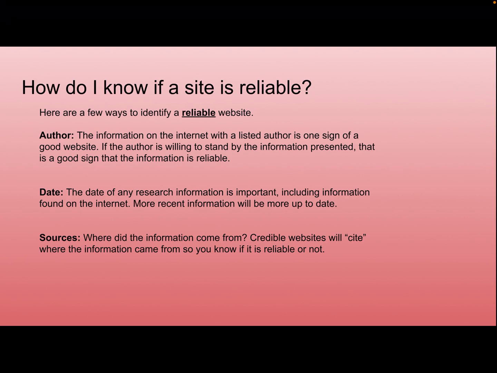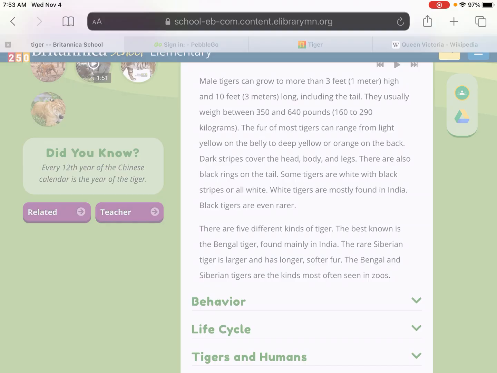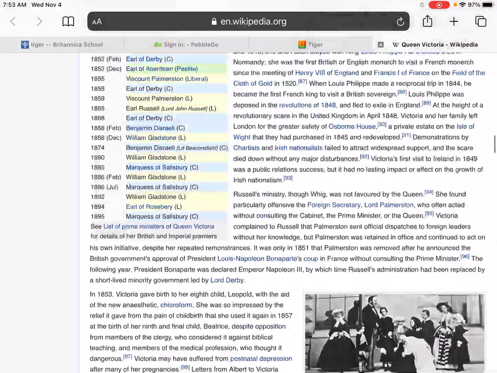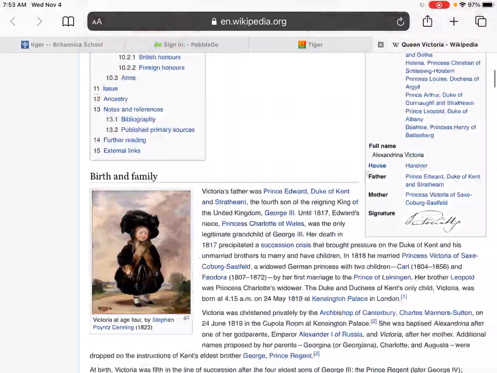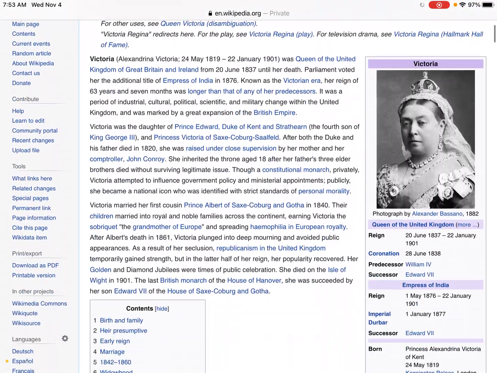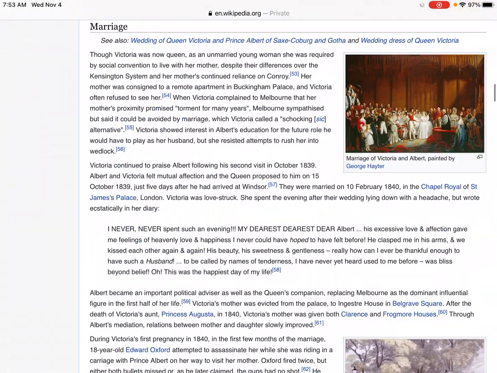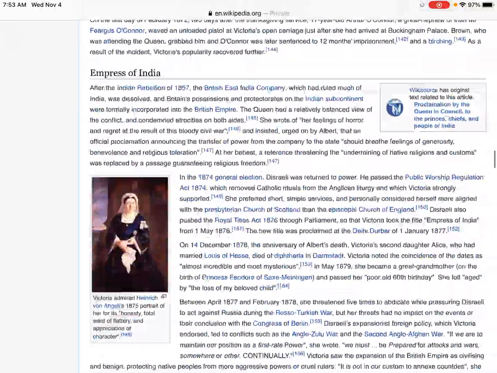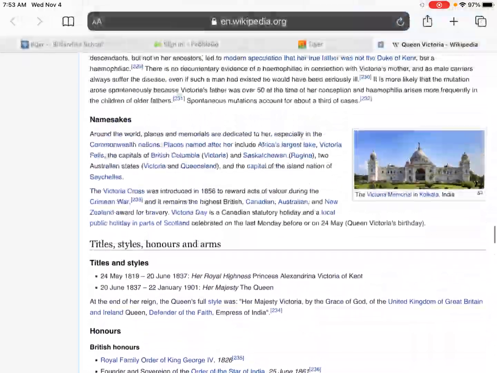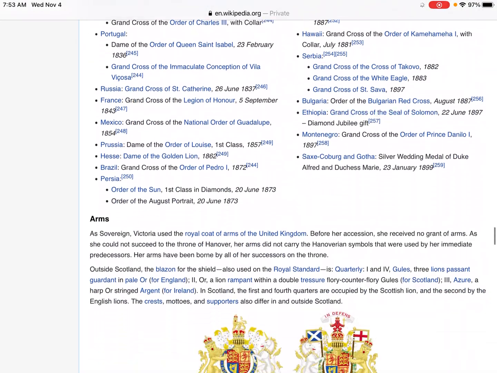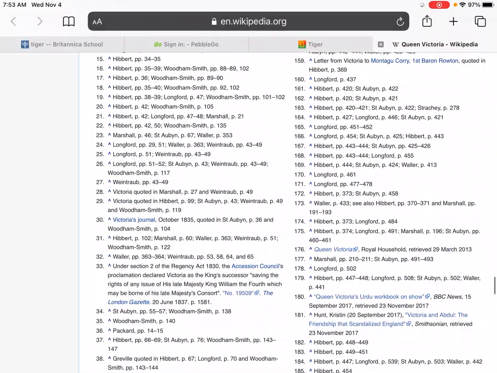Next up, where did the information come from? What was the source? Credible websites cite where the information came from. For example, if I look at this article here about Queen Victoria, this is a Wikipedia article, which means that it's not in a textbook or anything. But if I go all the way down here at the bottom, you'll notice that this is actually written by many authors, but they tell us where they got their information from.